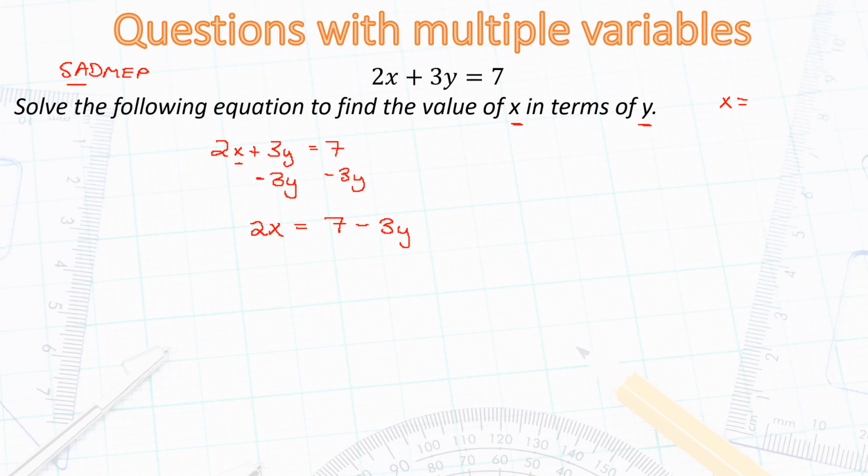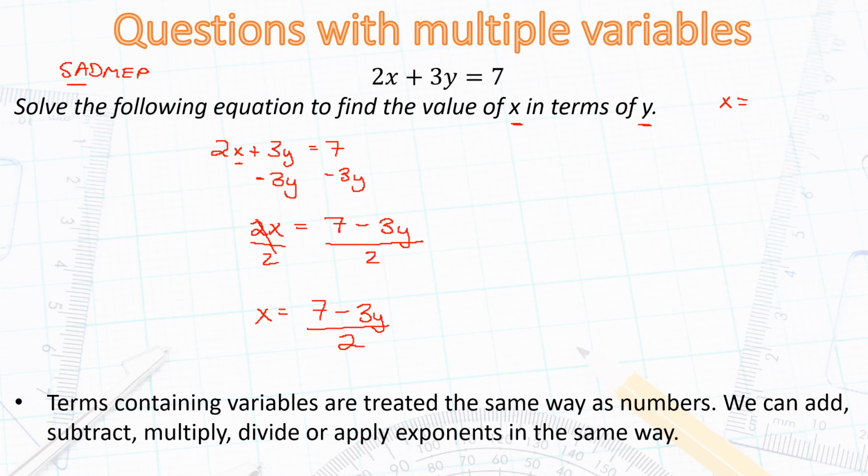Next part, I want to get x on its own. This is a bit more familiar now because we know how to do this. It's 2 times x, so to undo that, I need to divide by 2. And we're dividing both sides of the equation by 2. So the 7 and the minus 3y, both terms are going to get divided by 2. So 2 divided by 2 is 1. x is equal to 7 minus 3y, all divided by 2. So that is the value of x in terms of y. This is what x is equal to, between numbers and y's.